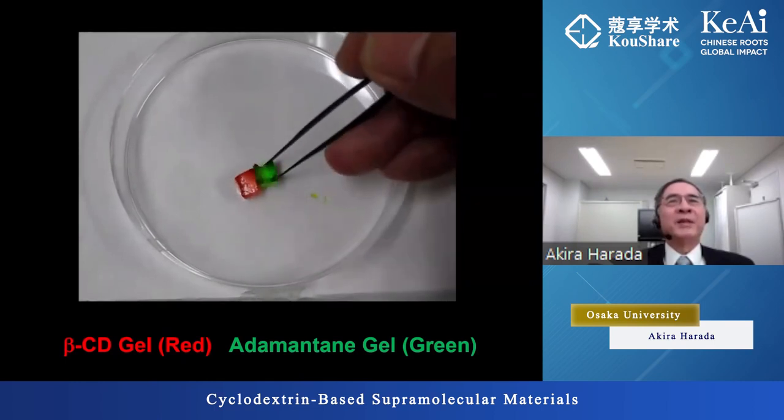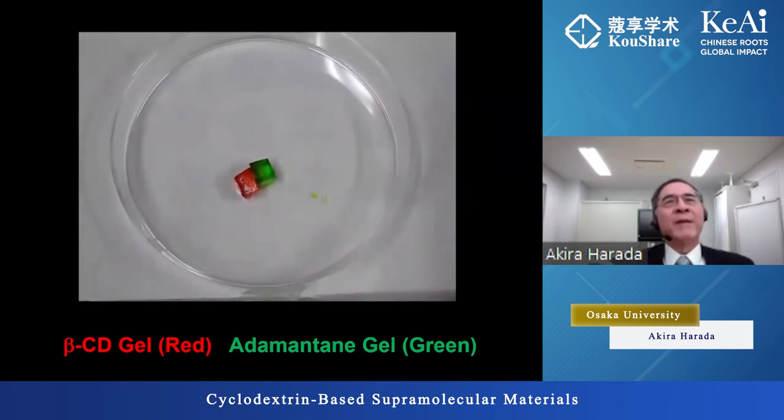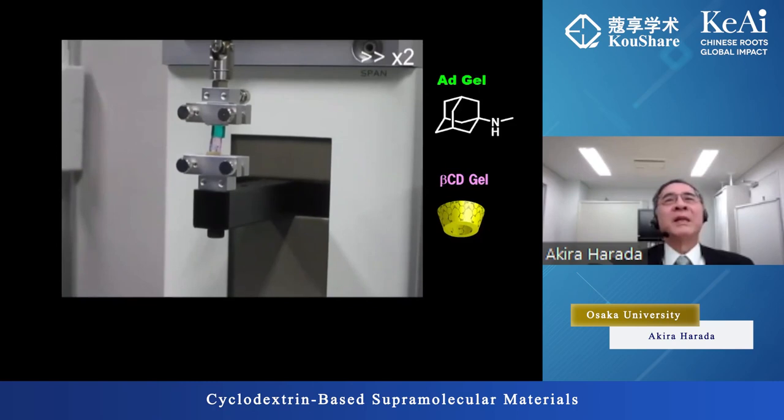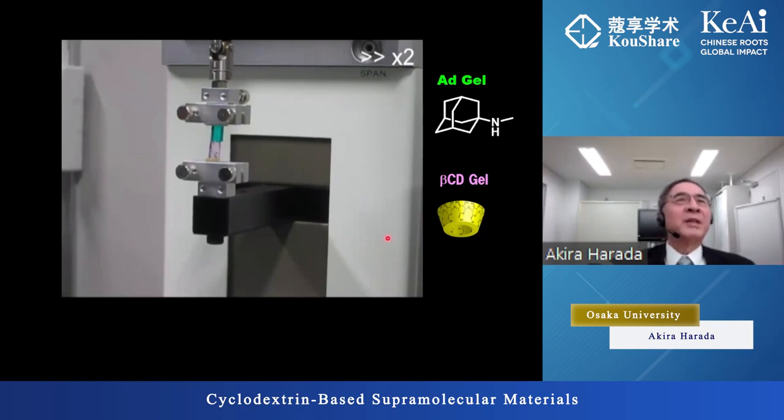This is an unexpected result. So we decided to use a machine. The bonded gel containing the guest gel and the host gel was pulled from both sides using a creep meter. On this side, the green part is the adamantane gel and the pink part is the beta cyclodextrin gel. Both gels have been joined right here, and the gel assembly is pulled from both ends. And the gel assembly broke.